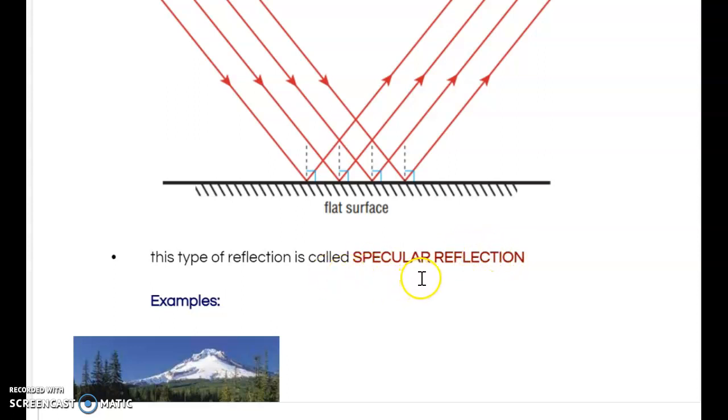And specular reflection, you can see specular reflection, say, when it's really dark outside and you're looking out the window and you have the lights in your bedroom on, and you look out the window and you see a reflection of yourself. Okay, and that's specular reflection off a flat surface.